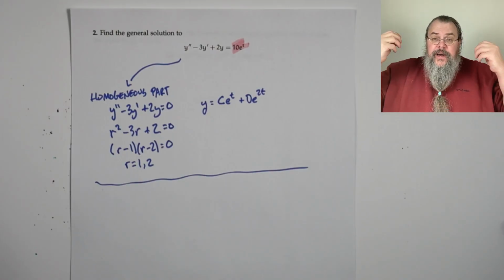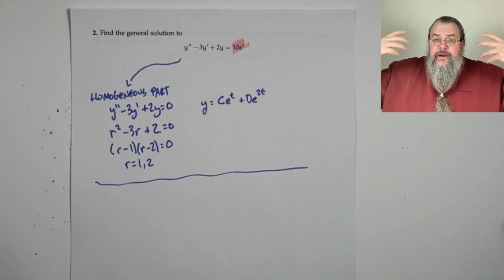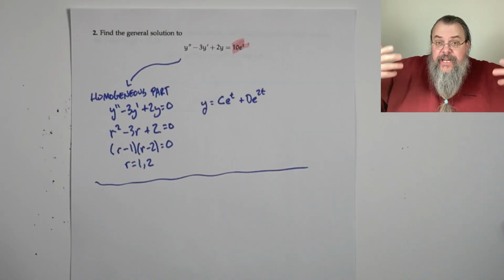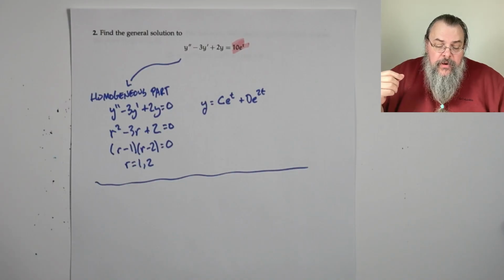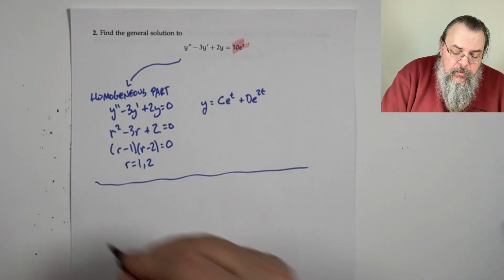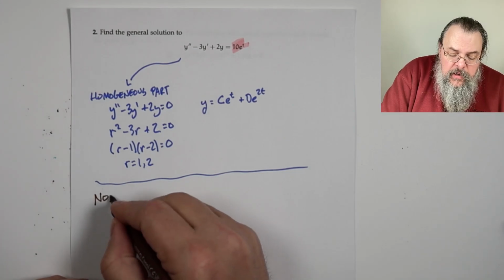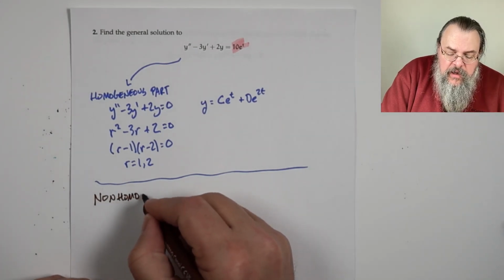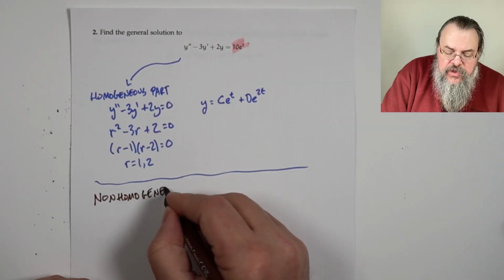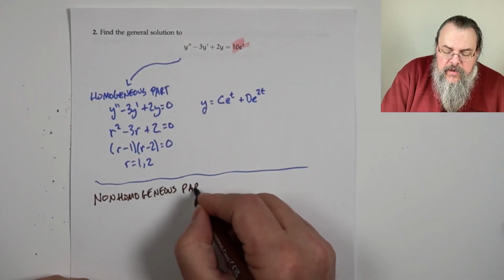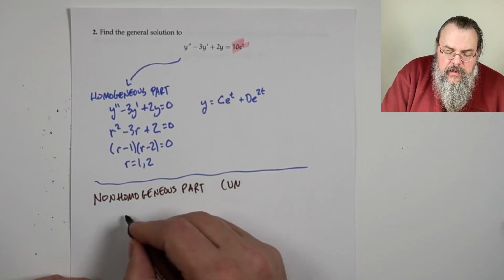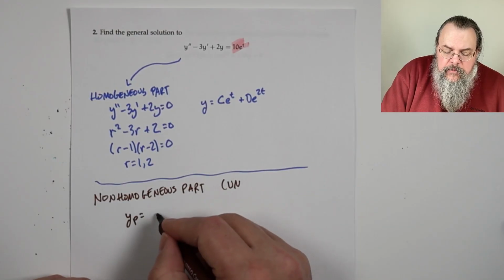Okay, so here's our thought process. We say, okay, our non-homogeneous part should be e to the t. So what would we guess? Well, what we'd start by saying is, let's guess our particular solution to handle the non-homogeneous part. And we're going to say, well, we probably would guess something like e to the t.